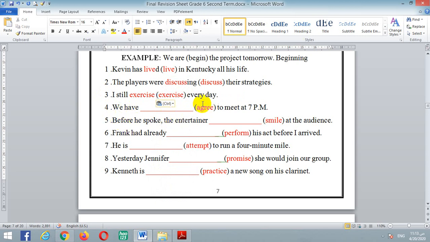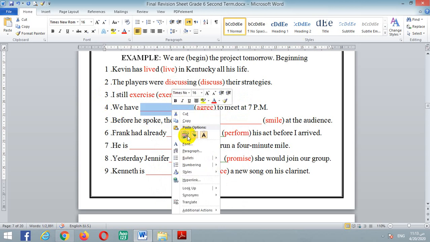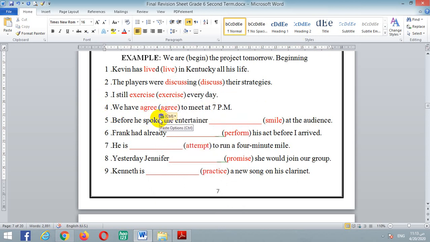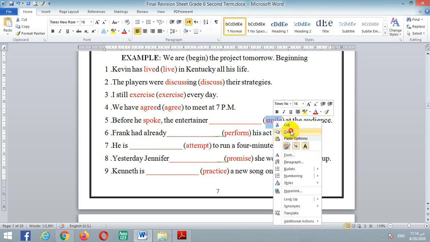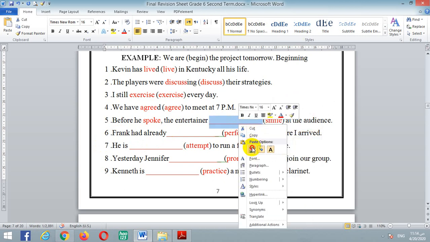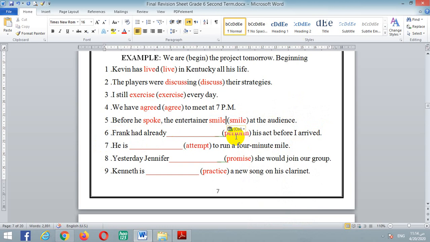We have, after have, as we said before, past participle. So we have agreed. It's a regular verb, so we add ed, no, d only because it ends in e. Okay. So agreed. Number 5, before he spoke, the entertainer smiled. Here we have the word spoke in the past, so the sentence must be in the past, and here smile will be, yes, excellent, smiled. Why smiled? Because it's past and we add only d because it ends in e.